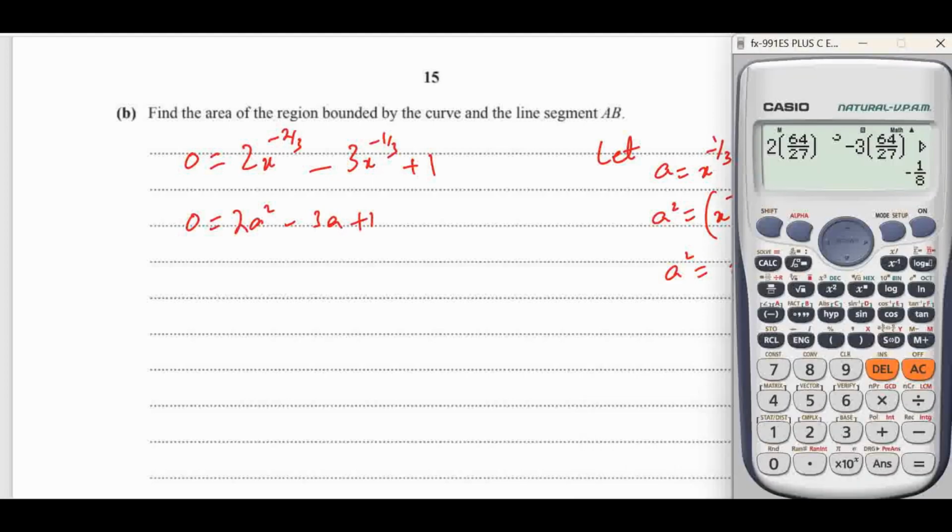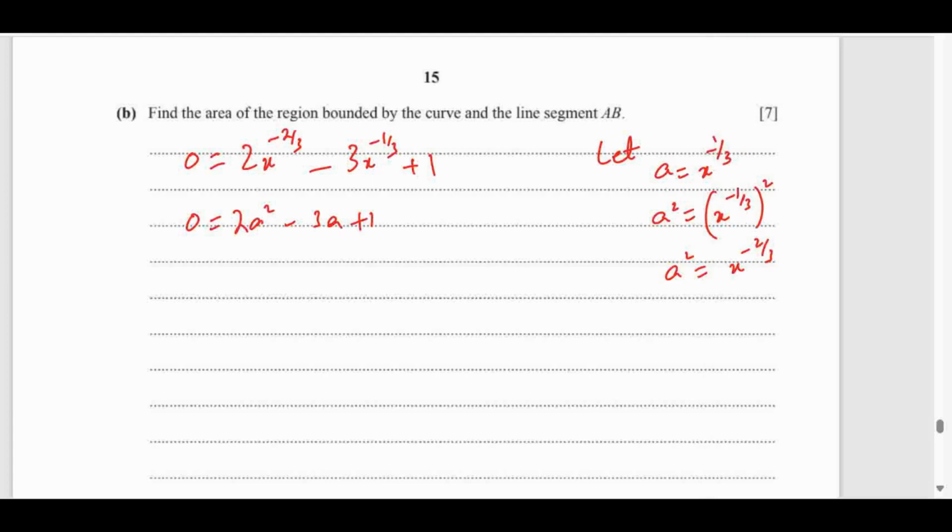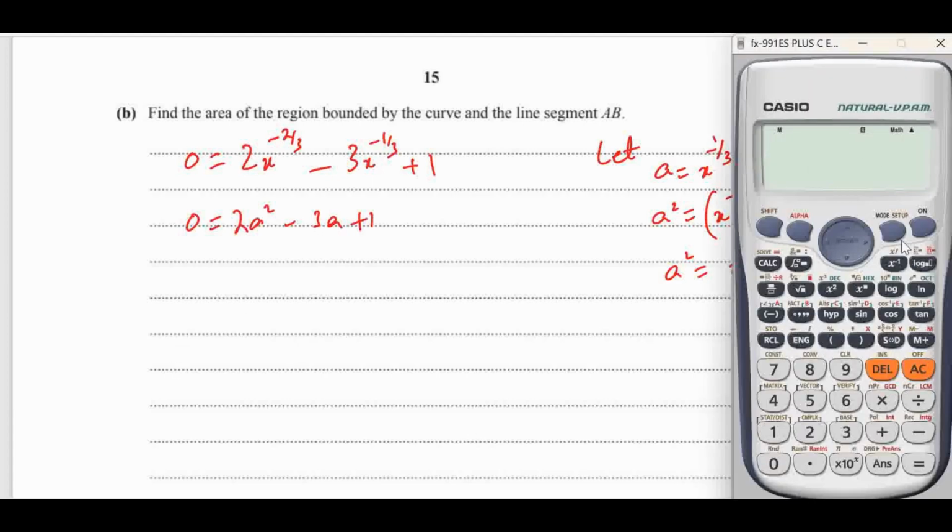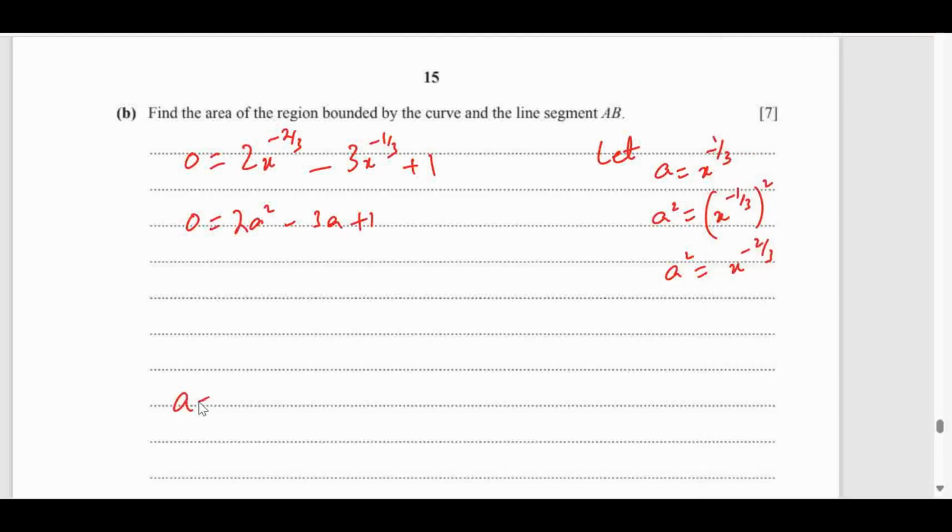And if we simplify it using calculator directly, although we need to show our working, so we will take the help, but definitely we are going to show the working. So a is 2, b is minus 3, and c is 1. So we will get 1 and 1 by 2. So a is equal to 1 and a is equal to 1 by 2. Now we need to show our working.